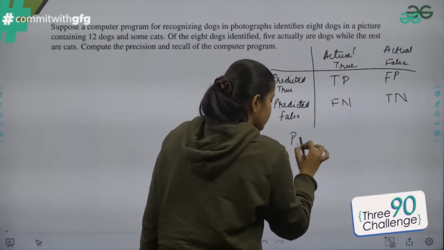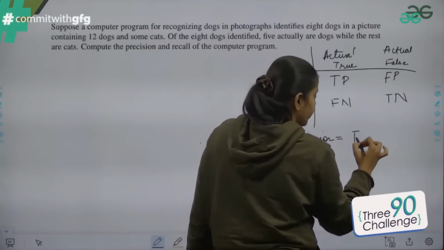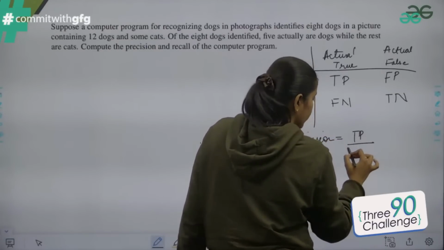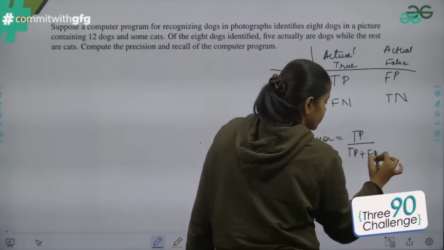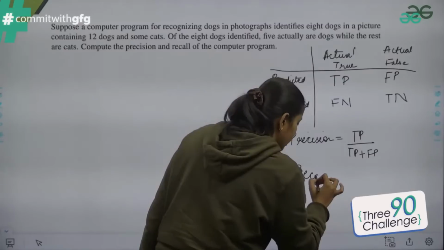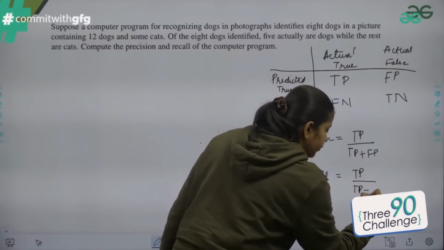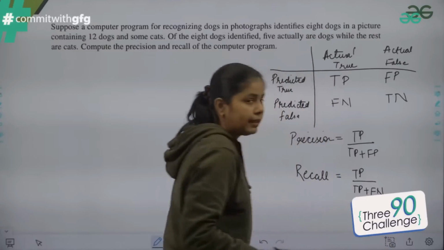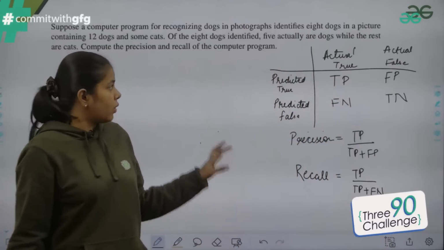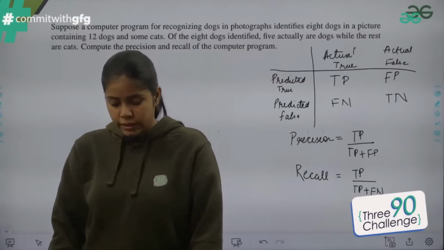And what is precision? If I talk about precision, that would be true positive upon true positive plus false positive. That is my precision. If I talk about recall, recall is true positive upon true positive plus false negative, right? This is the formula for precision and recall. Now let's compute that in the question, how we are going to get this.